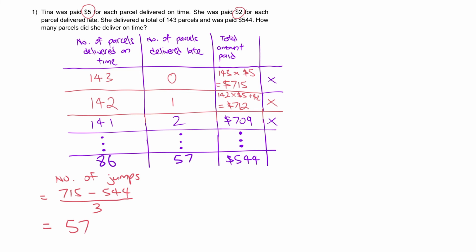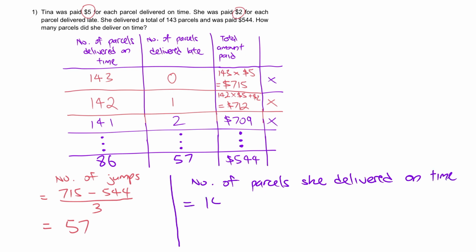86. Okay, let me double check. Is it 86? 80 plus 50 is 130 plus 13, 143. Yep. So what is the answer here? How many parcels did Tina deliver on time? 86. Okay, so I just need to write out the final step. Number of parcels she delivered on time: 143 minus 57, and I will get 86.